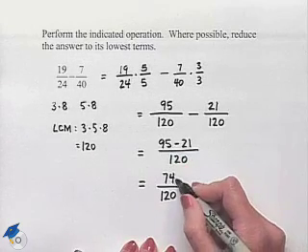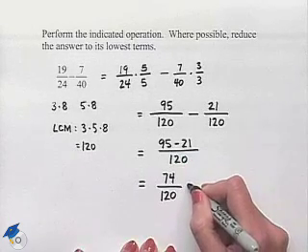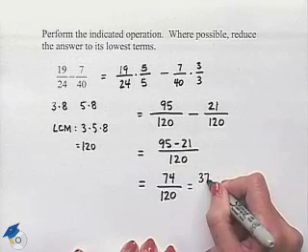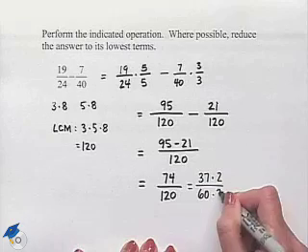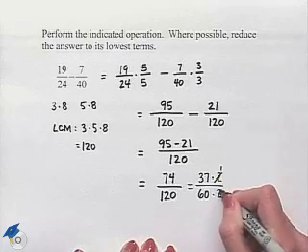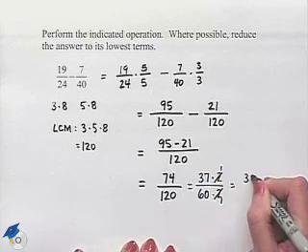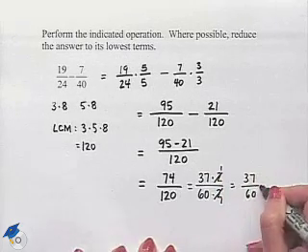One thing we can see is we have both even numbers. So if we look at 74 as being 37 times 2, and we have 120 as being 60 times 2, we can now cancel our common factor of 2 to give us our result of 37 divided by 60.